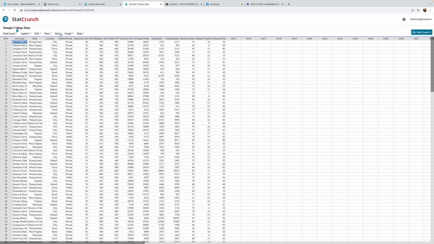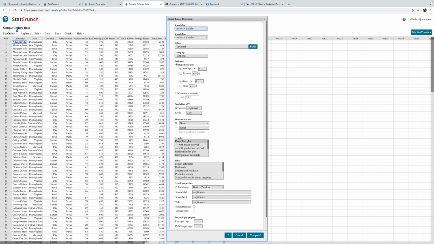Now let's dive into the weeds. Let's go to STAT, come down to regression, go to simple linear regression, and now we'll run the diagnostics. Tuition and fee is my X, so I'm predicting my Y, which are retention rates. For the time being, all this, where and group by, don't worry about that stuff. The hypothesis testing and confidence interval, I'll teach you that in lesson 7.